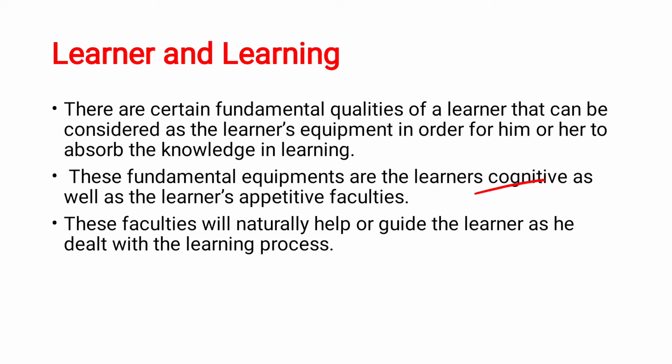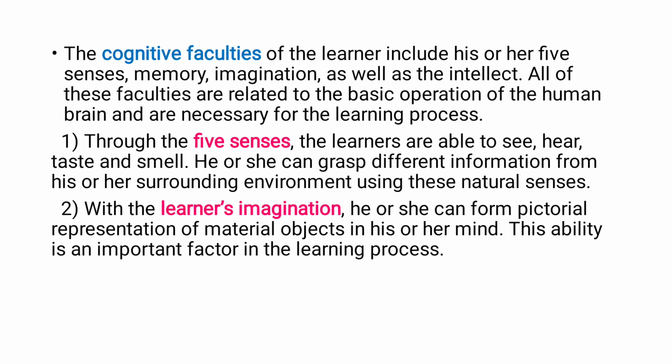Cognitive and appetitive faculties. These cognitive and appetitive faculties are very, very important in order for the learning to take place within the learner. What are these cognitive faculties? If the five senses are working properly, only then will learning take place properly, so that you can see the surrounding environment, hear whatever is happening in the environment and perceive it.